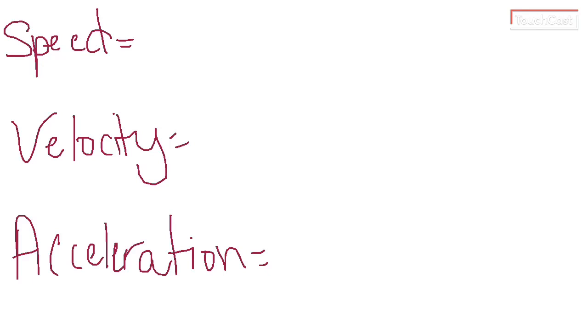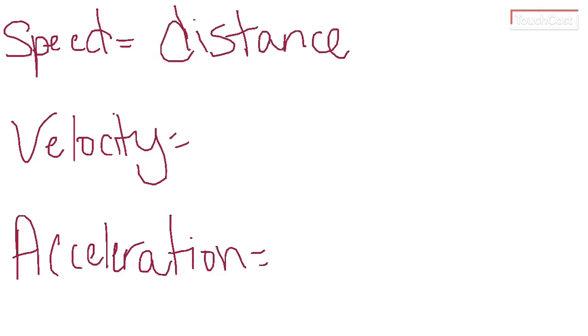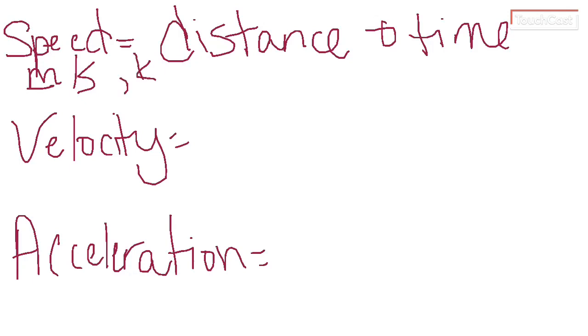Lastly, at the bottom it says summary: explain in your own words how these 3 physics concepts are different from each other. So let's summarize them very quickly. Speed needs 2 things. You need a distance and you need a time. An example would be meters per second. Meters is your distance, seconds is your time. We could do kilometers per hour. Kilometers is a unit of distance. Hours is a unit of time.